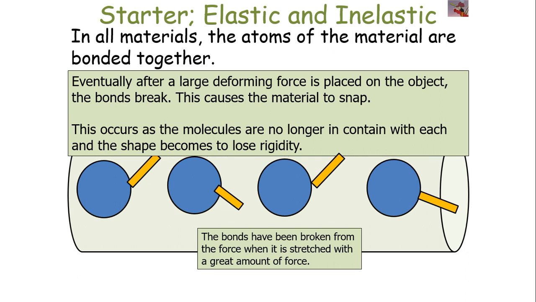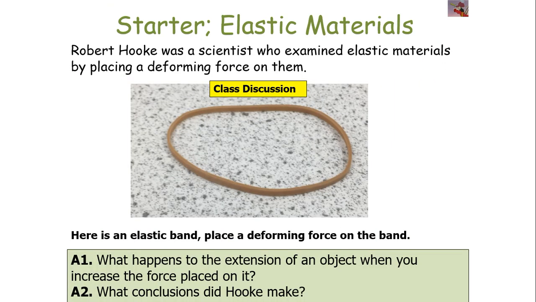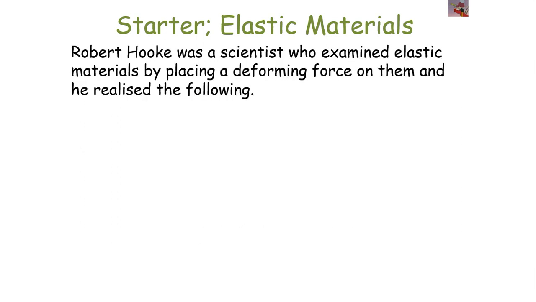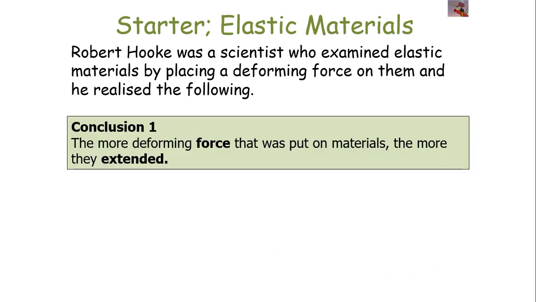So, fundamentally, what happens is the molecules can no longer contain the shape that they're in, and the shape loses its rigidity, it snaps. So, what happened is that about 400 years ago, a scientist called Robert Hooke was examining materials and placing deforming forces on them. So he wanted to understand what was going on. So Robert Hooke basically found the following three things. Conclusion number one, and this is for an elastic material.